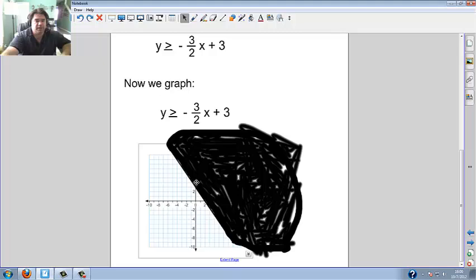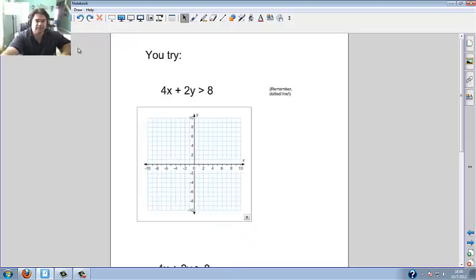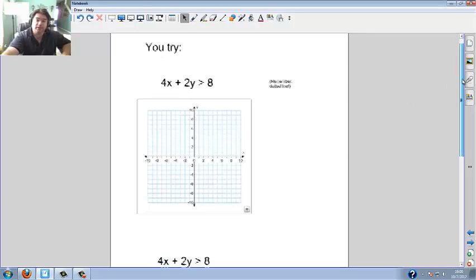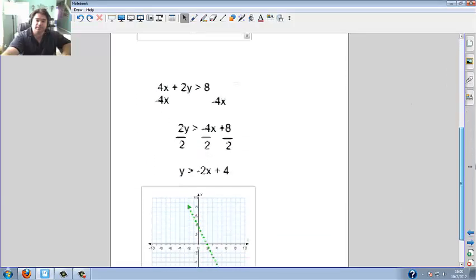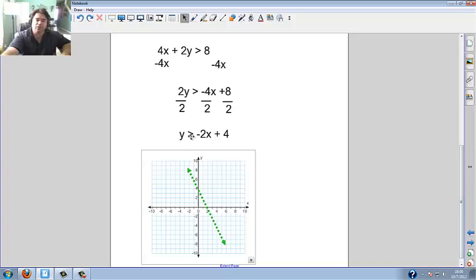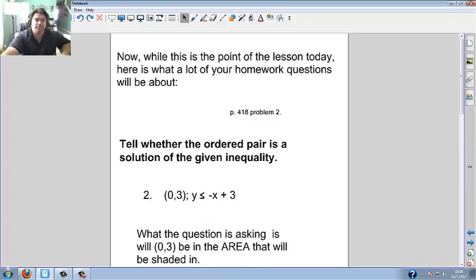So go up 3 and then down 3 over 2, down 3 over 2, and it's greater than, so you shade above. It's equals, so it actually is a full line, not a dotted line, I mean. Now you try, go ahead. Did you get this? Remember, it's dotted because it's just greater than. Break.